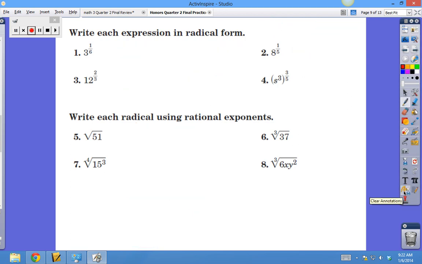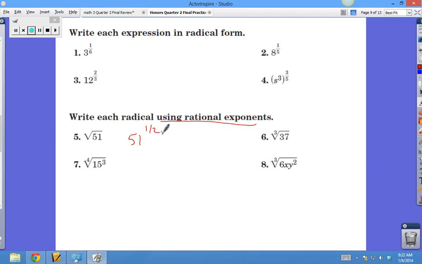Okay, 5, 6, 7, and 8. Let's look at 5. Square root of 51. Morph it to exponents. That's going to be 51 to the 1/2. I think 51's prime. There's no squares in 51.